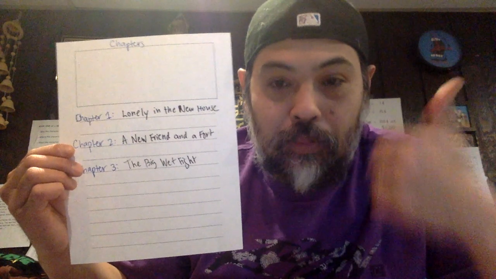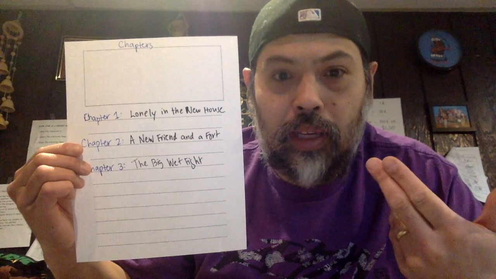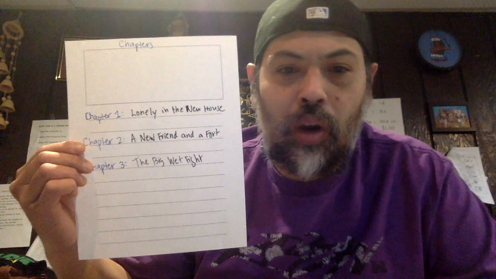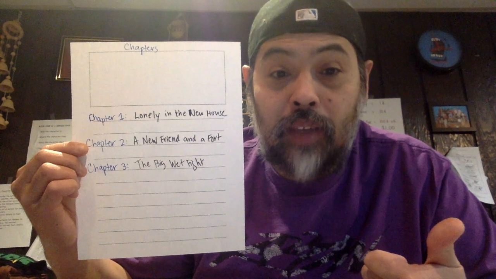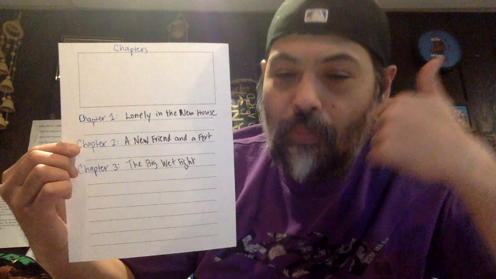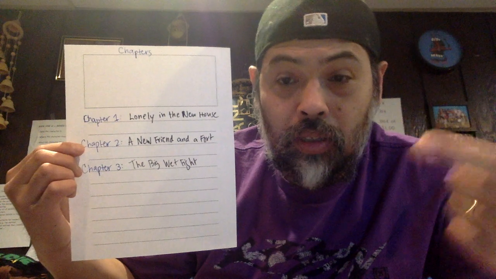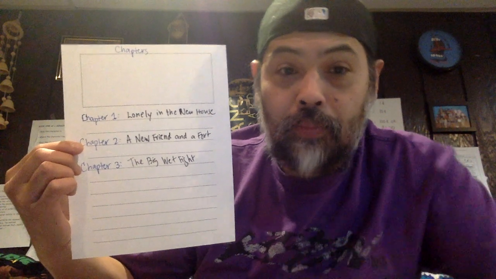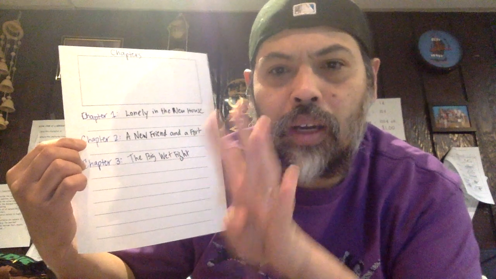So, friends, my story is not finished yet, but so far, I've got 3 chapters. Chapter 1, Lonely in the New House. It's all about the beginning. Chapter 2, A New Friend in a Fort. Chapter 3, The Big Wet Fight. Okay? If you're using 3 chapters, chapter 1 is mostly what's happening in the beginning, chapter 2 in the middle, and chapter 3 in the end. But if you need more than 1 chapter for the middle, use it. My book is probably going to have 4 chapters because now I have to work on my ending, and I will share that ending with you next time.